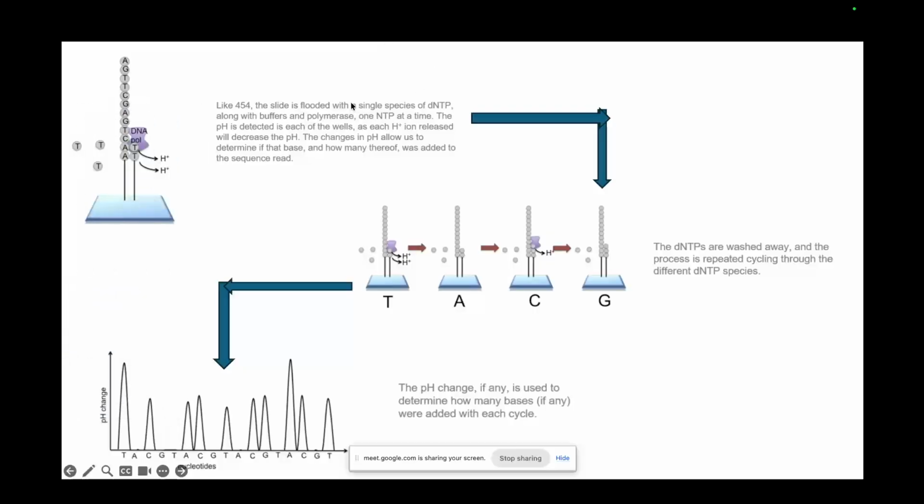Okay, so like in 454, the slide is flooded with a single species of dNTP along with buffers and polymerase, one dNTP at a time. The pH is detected in each of these wells as each hydrogen ion is released and will decrease the pH. The change in pH allows us to determine if the base, and how many of them, has been added to the sequence read. So generally that is the idea. And based on the pH change, you'll have these peaks which will tell you what exact base has been added, right?